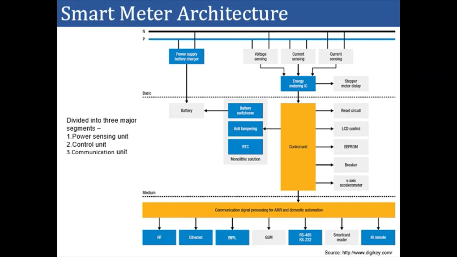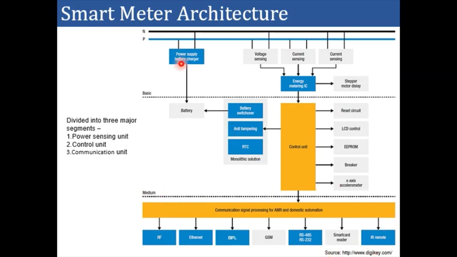Now let us see the smart meter architecture. So the smart meter architecture is divided into three major blocks. One is power sensing unit, second is control unit, and third is communication unit. So this section comprises of power sensing unit. This section is mainly for control unit, and then the last one is the communication unit.